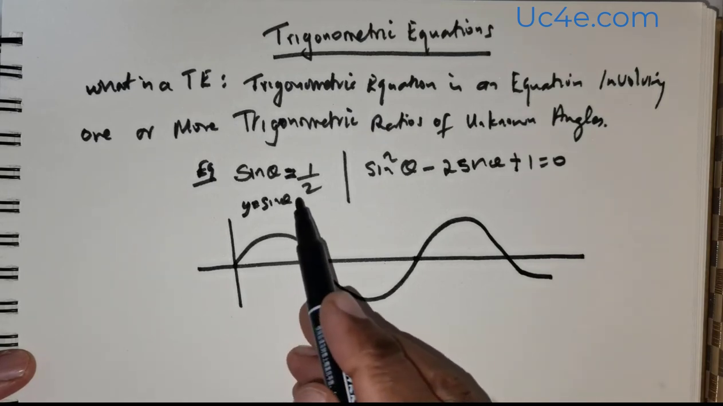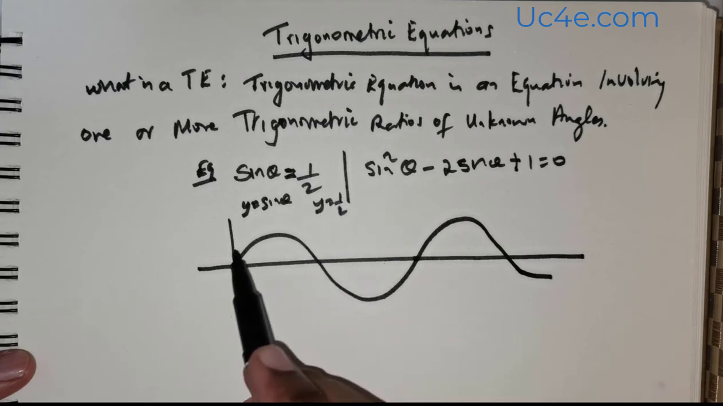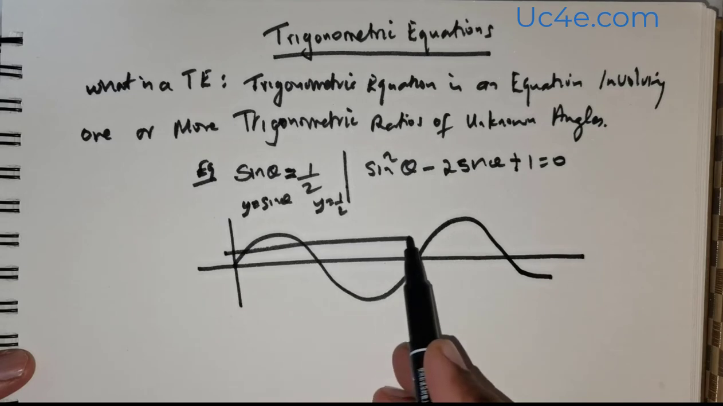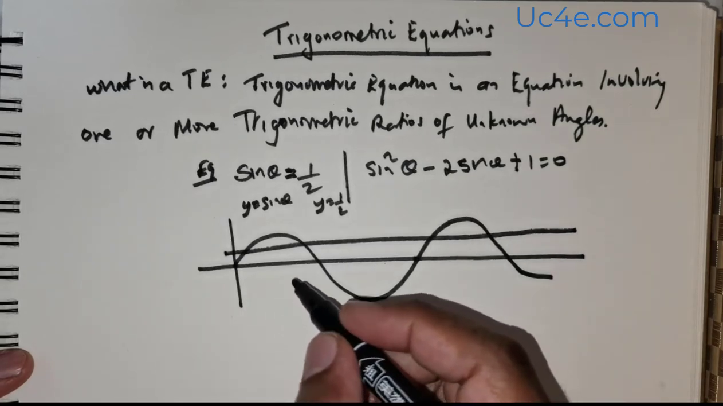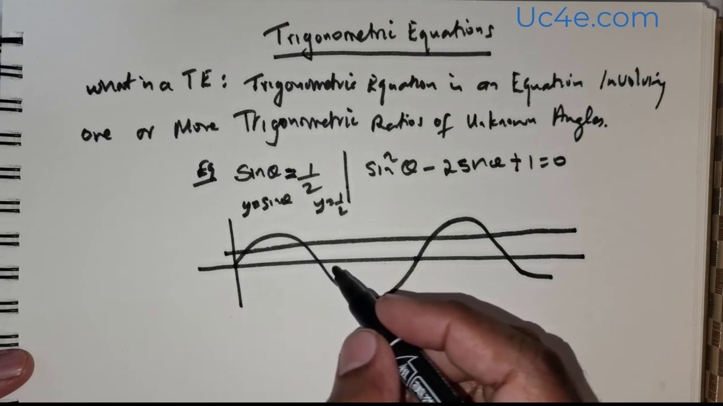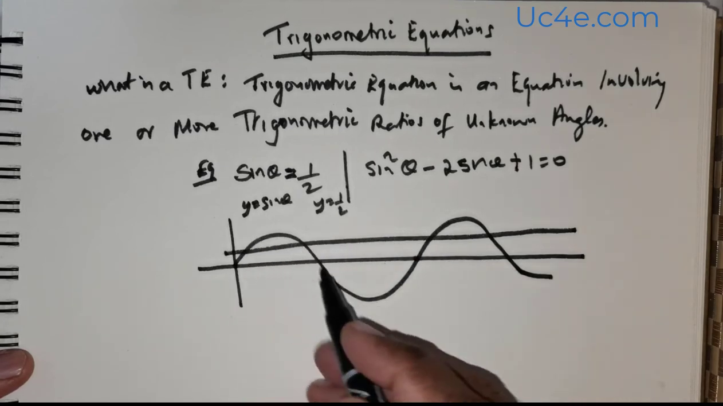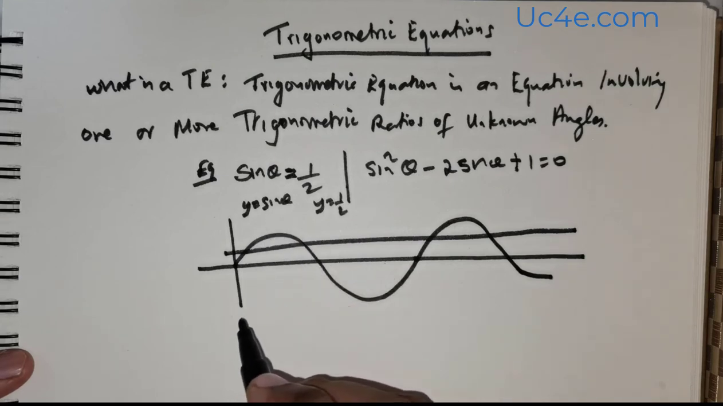Now, if I were to draw the graph for y is equal to 1 over 2, then that would be a constant line. Okay, this is the rough graph. Now, if I were to ask you, find the point of intersection of the line y is equal to 1 over 2 versus the sine curve y is equal to sin theta, what would you say?